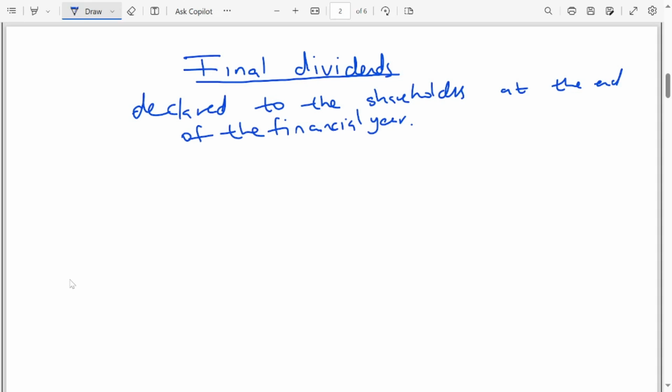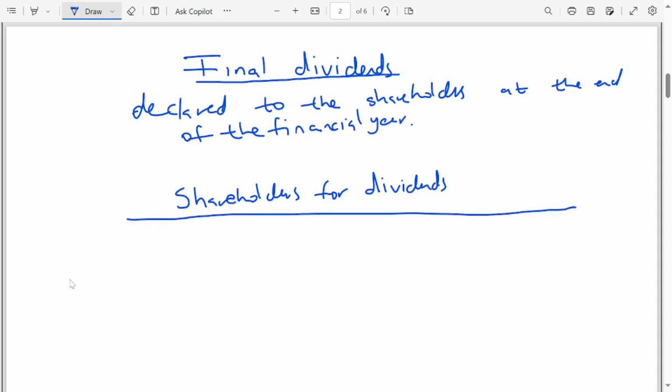Obviously, that account must be a liability. Why? Because we are now owing the shareholders, right? So what is that account? That account is called shareholders for dividends, which is a liability because we are owing the shareholders. Okay? It's a liability account, meaning that it increases on the credit side and decreases on the debit side.